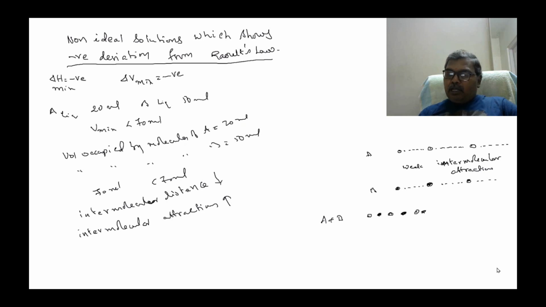See, as intermolecular attractions are increasing, they liberate energy in the form of heat. That is why delta H is negative. Intermolecular attractions are increasing means system energy decreases. Energy of the system decreases, so the system liberates energy to the surroundings. Therefore, the process is exothermic.